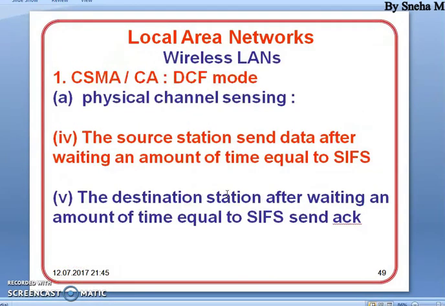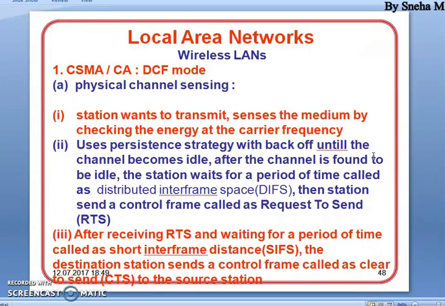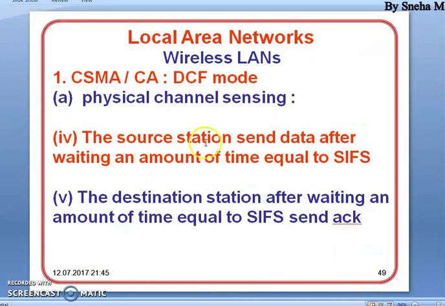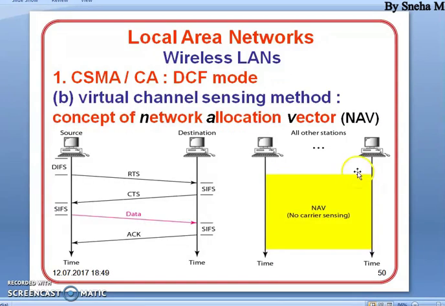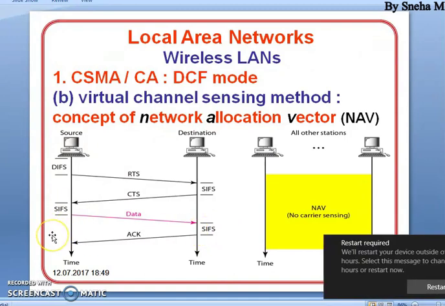Once it receives CTS, it doesn't directly start sending the data. It again waits for a period of SIFS, short interframe space. The source station, after waiting SIFS time, starts sending the data. Once the data is received, again the destination station waits for a period of SIFS time to send back the acknowledgement.